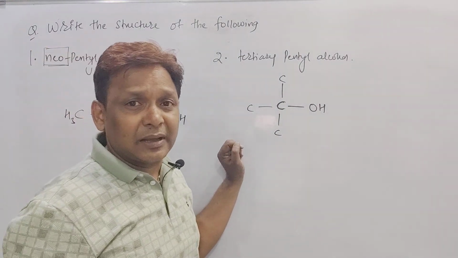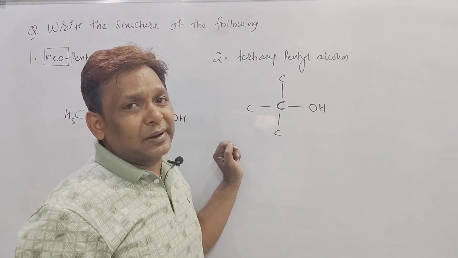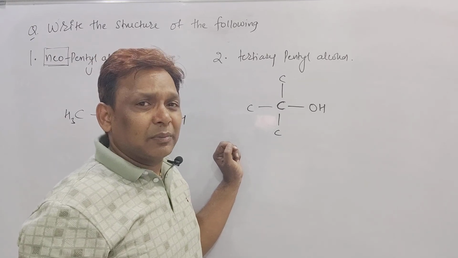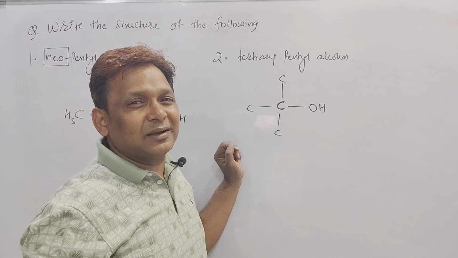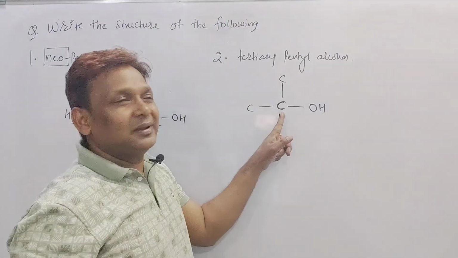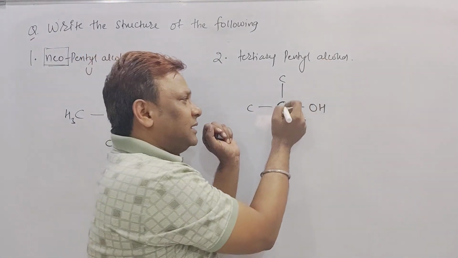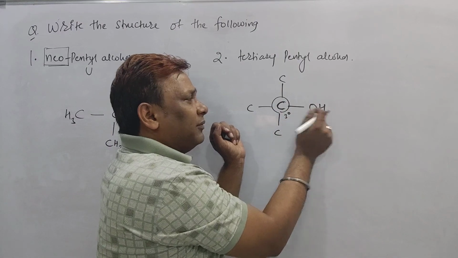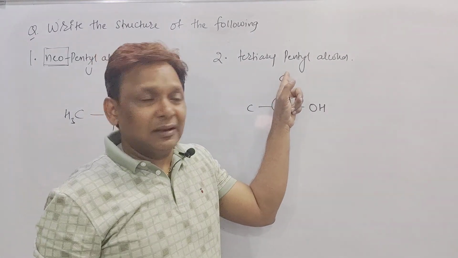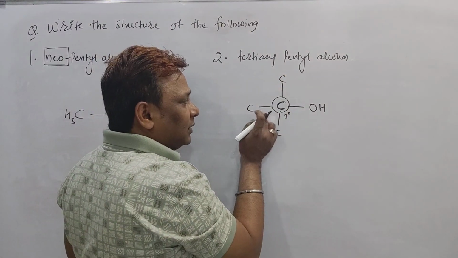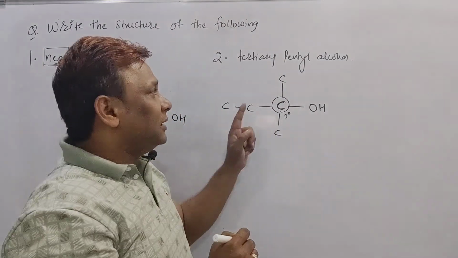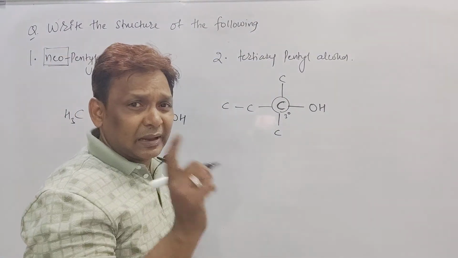I repeat, beta. What is a primary carbon? A carbon atom bonded with one other carbon is called a primary carbon. What is a secondary carbon? A carbon atom bonded with two carbons is called secondary. And what is a tertiary carbon? A carbon atom bonded with three other carbons is called a tertiary carbon. They said tertiary alcohol, so this tertiary carbon should be bonded with the OH group. How many carbon atoms are there? 5. Pentyl means you already utilized 1, 2, 3, 4, and one more carbon you can put here. This is called tertiary pentyl alcohol. And you know, the carbon valency should be 4.